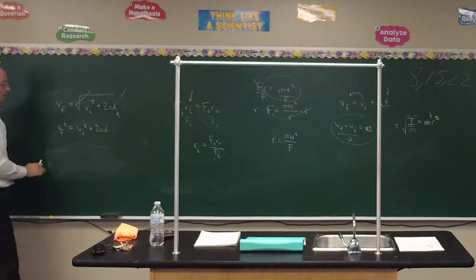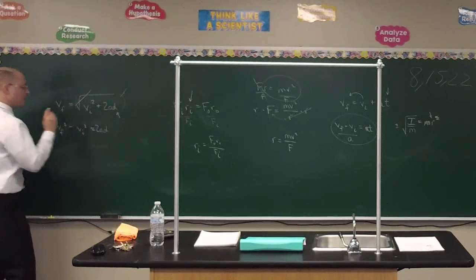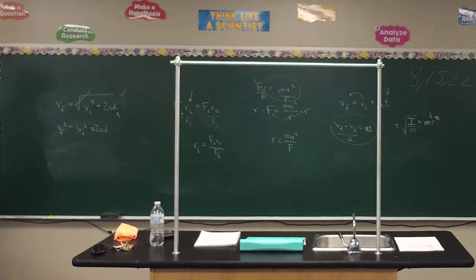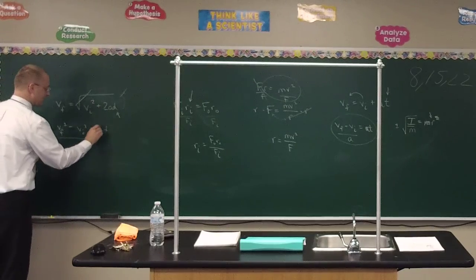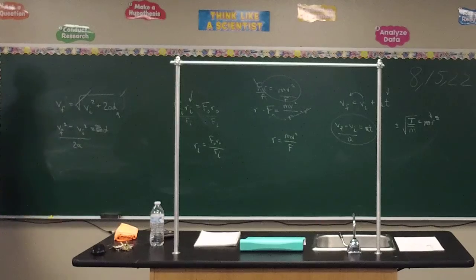Subtract v sub i squared. Good, subtract it away. That's the lazy man's way of doing it. And then divide 2a to both sides, and there's the lazy man's way of doing that. And so we get d is equal to v sub f squared minus v sub i squared all over 2a. And how many had that for letter F? All right, questions on this.